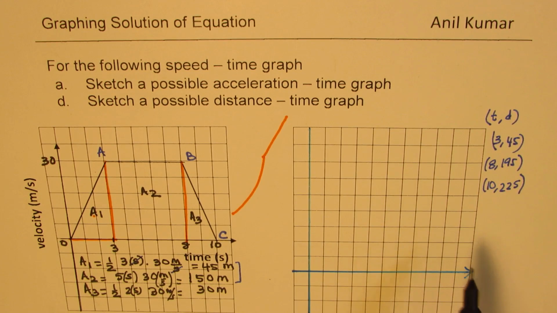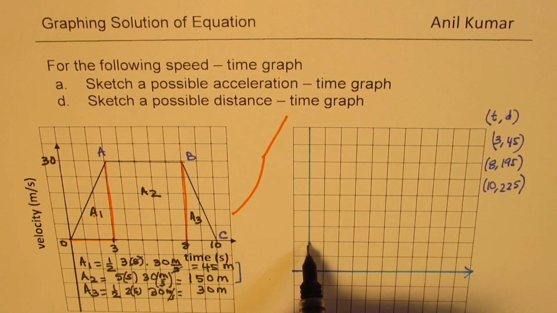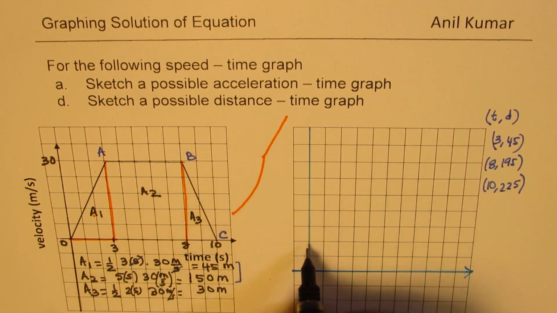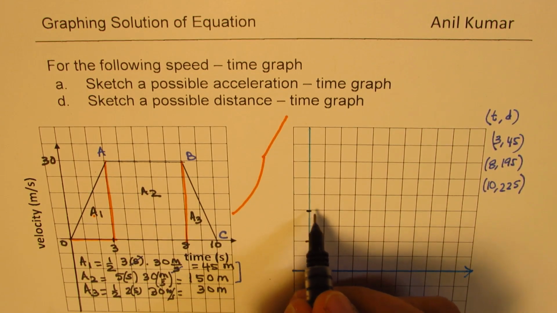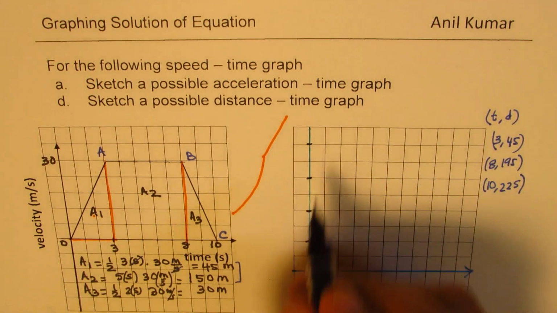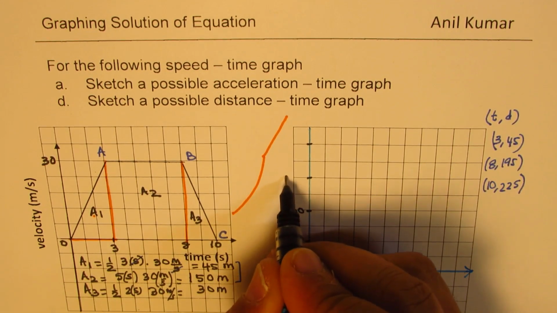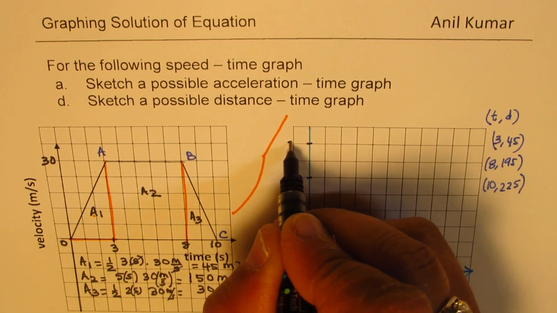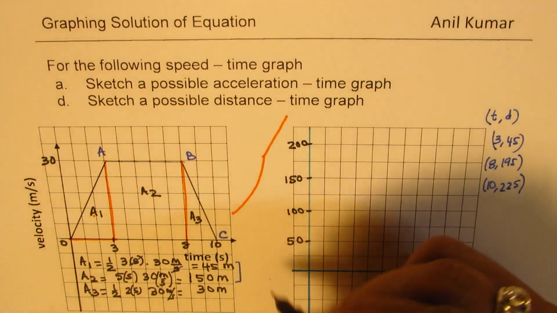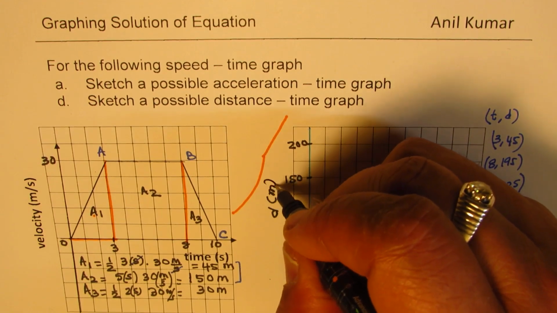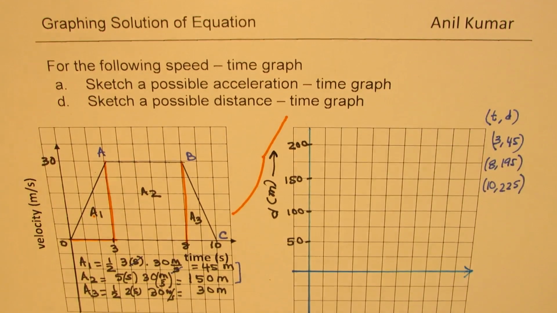So let's say if you go by 50, 100, 200, 250, that should be fine, right? So we will go with 50s, rather 25s. So I'll write here 50, 100, 150, and 200. So these are distances. So we'll say distance in meters, right? So that is the vertical axis.